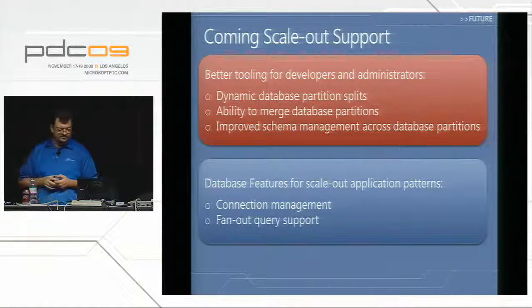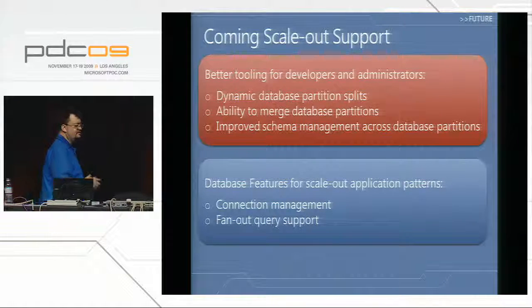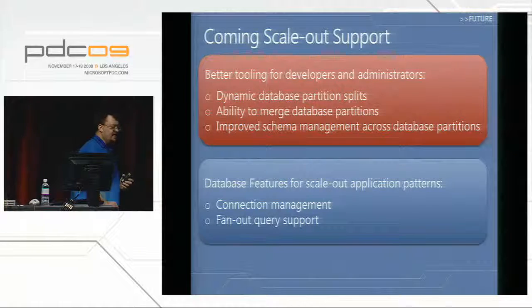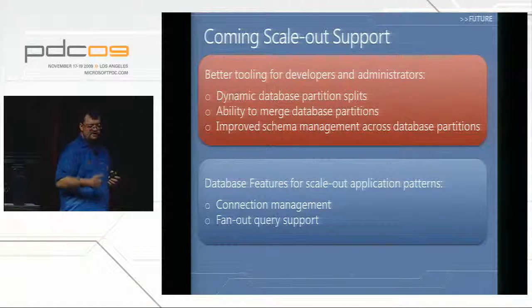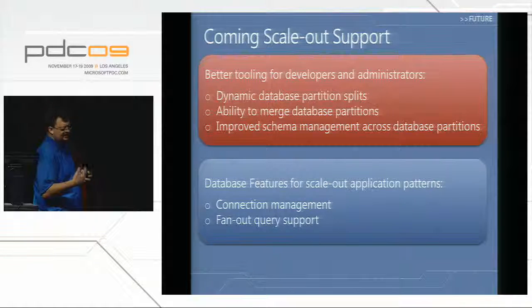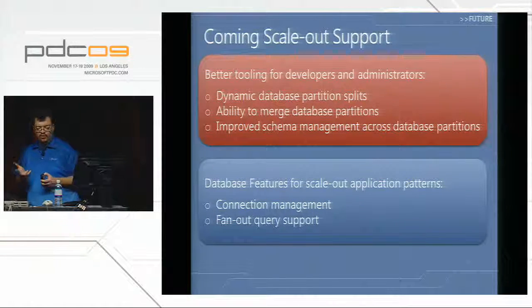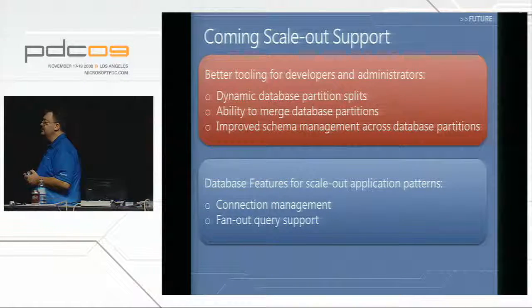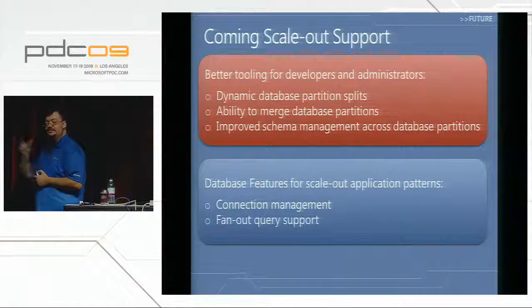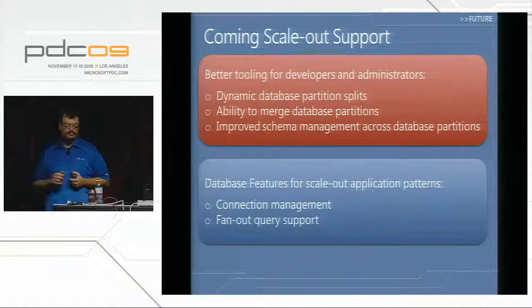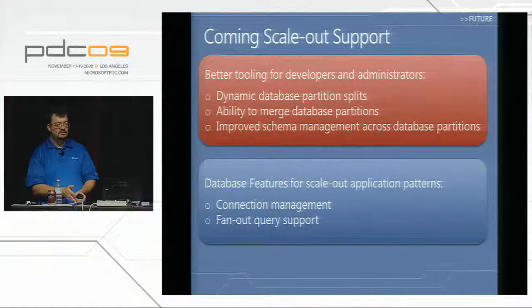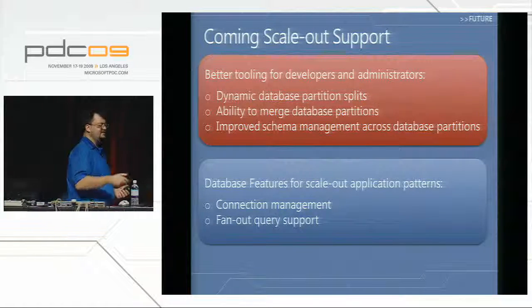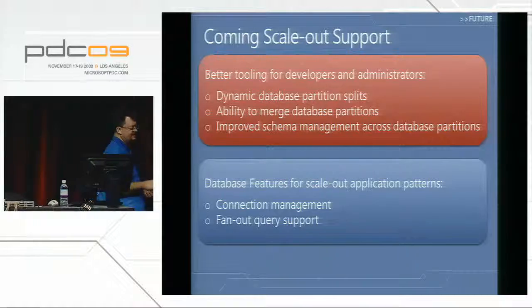Secondly, things we're coming out with are specific features for scale-out patterns. Connection management, so you don't have to constantly run these hashing algorithms, and connection management features so that you know where to connect to get your data. And we're also building fan-out query support into the system. So if you want to target a specific partition, or if you want to target every single partition, we're going to be doing that in the service for you, so you don't have to worry about managing that in your application.